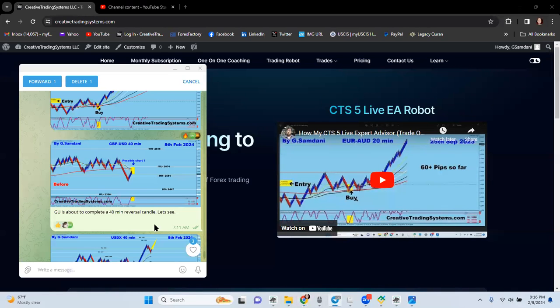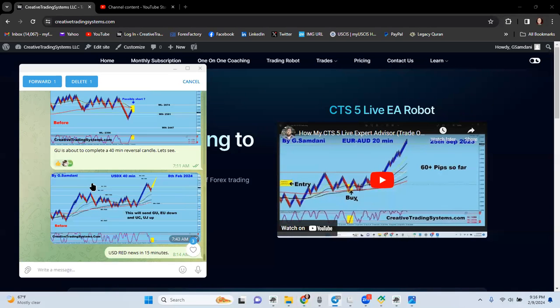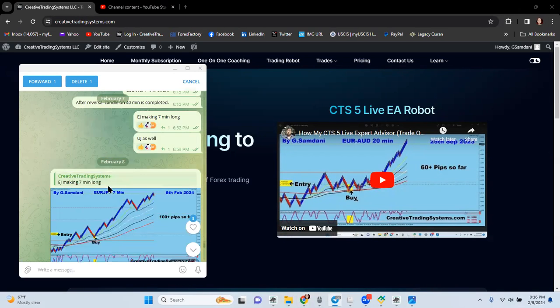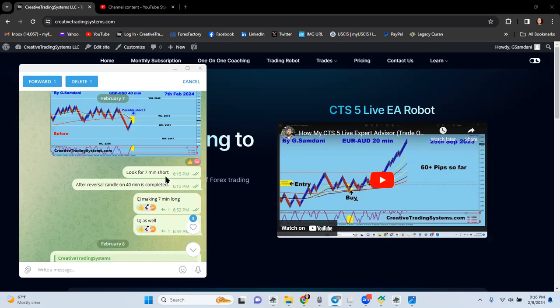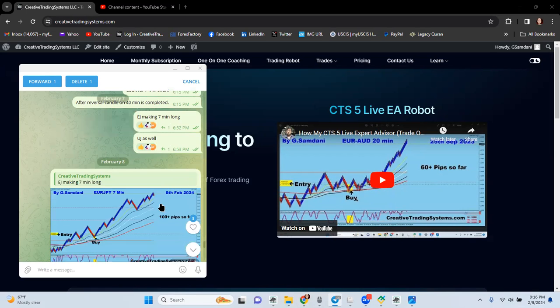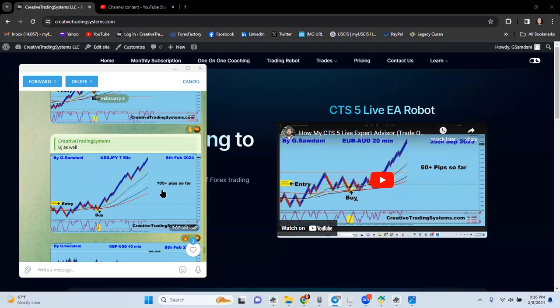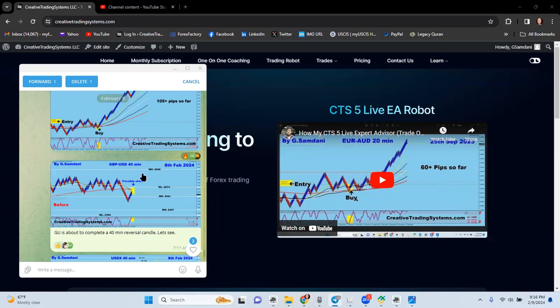And I also have a Telegram here where I post setup videos, charts with the setup, like look for the 7-minute short, and the EA making the 7-minute long. I posted here. UJ as well, making 7-minute long, and then later on I took the trade and I posted here: euro yen 7-minute 400 pips, USD yen 405 pips. So this is how my Telegram channel is a big help for everyone.